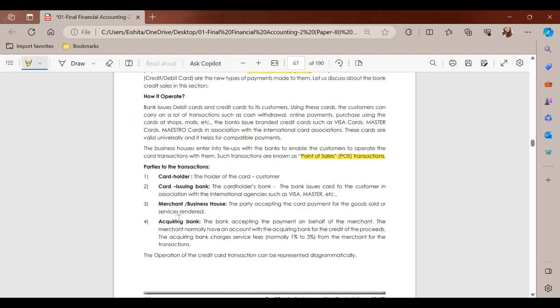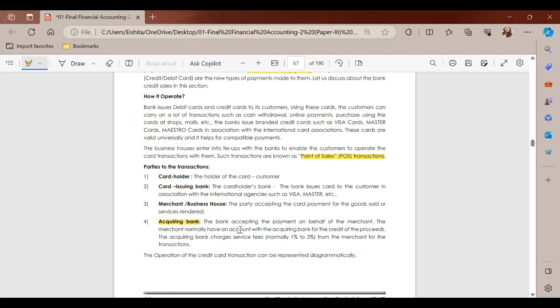Parties to the transactions: cardholder, that means you, the holder of the card. Card issuing bank, that means you have been issued the card from HDFC Bank or State Bank of India or Union Bank. That is the issuing bank, the cardholder's bank. The bank issues card to the customer in association with the international agencies such as Visa card or MasterCard. Okay. Third is the merchant.